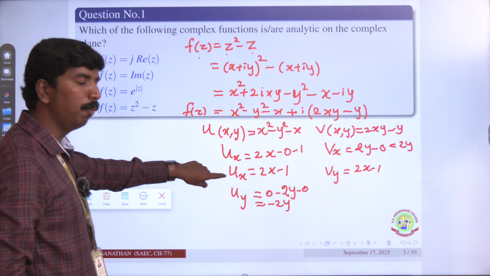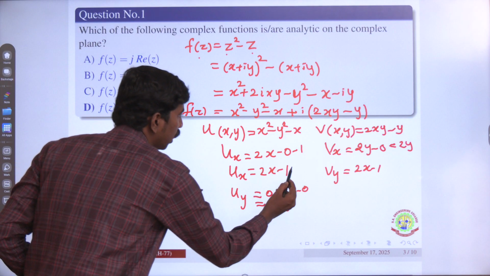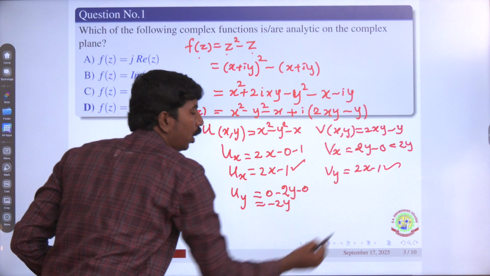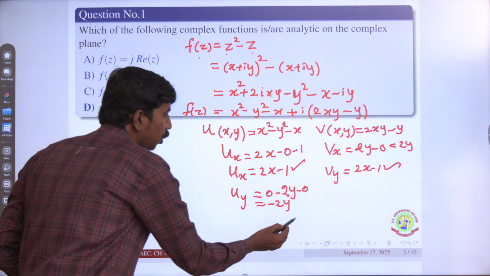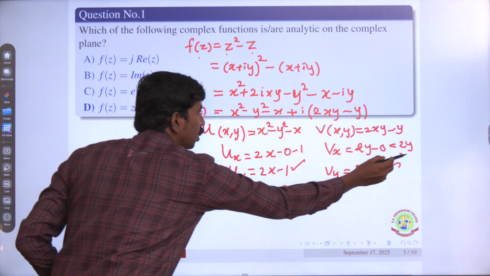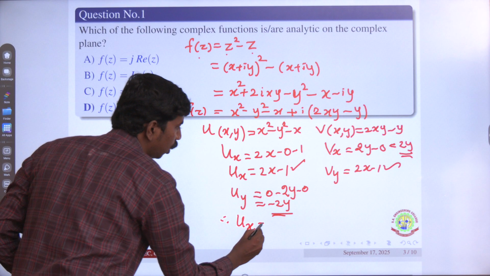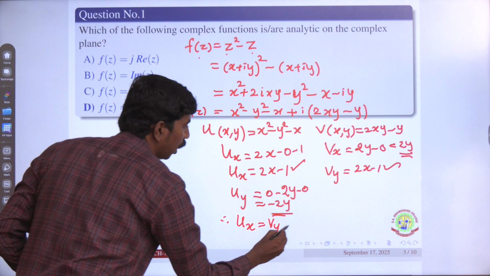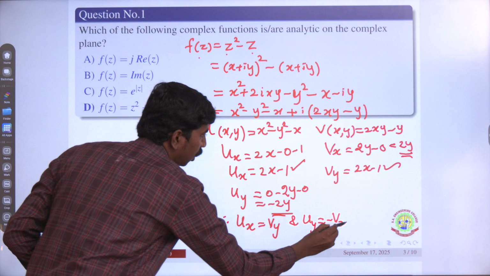So now I need to verify the CR equation. Ux equal to Vy. So I get 2x minus 1 here, and here also 2x minus 1. And Uy equal to minus Vx. So Uy is minus 2y, and here minus into 2y we will get. Therefore, the CR equations Ux equal to Vy and similarly Uy equal to minus Vx are satisfied.